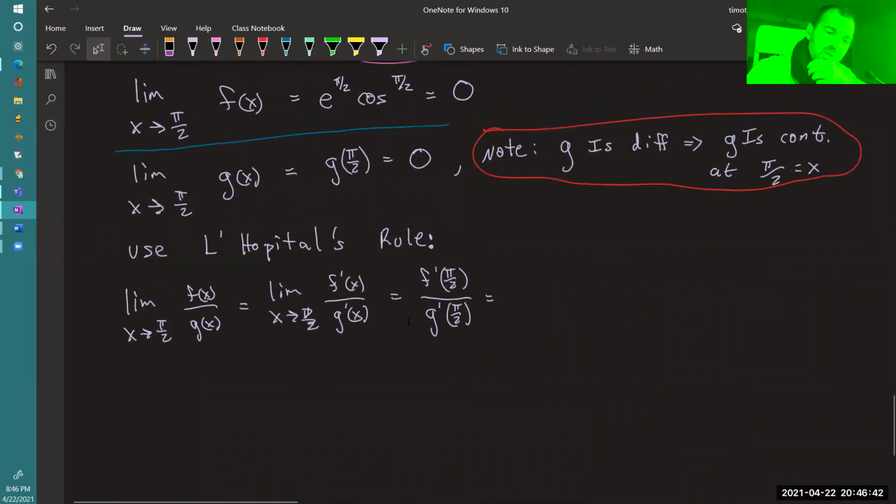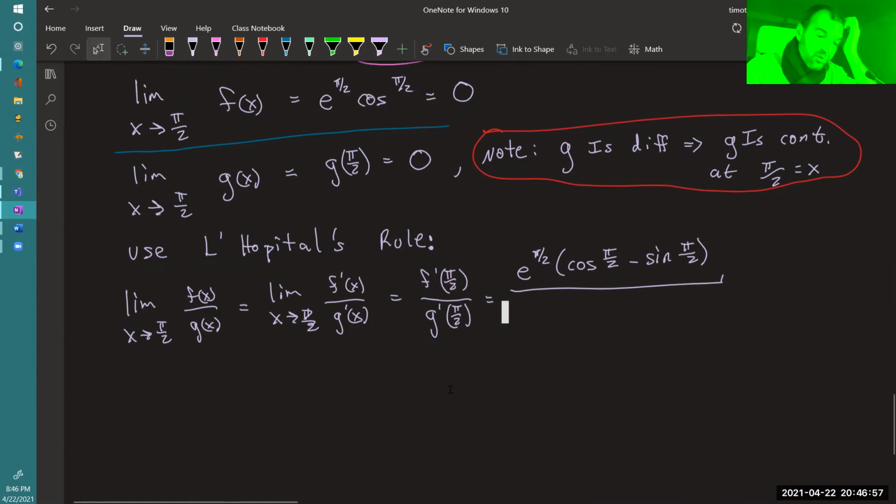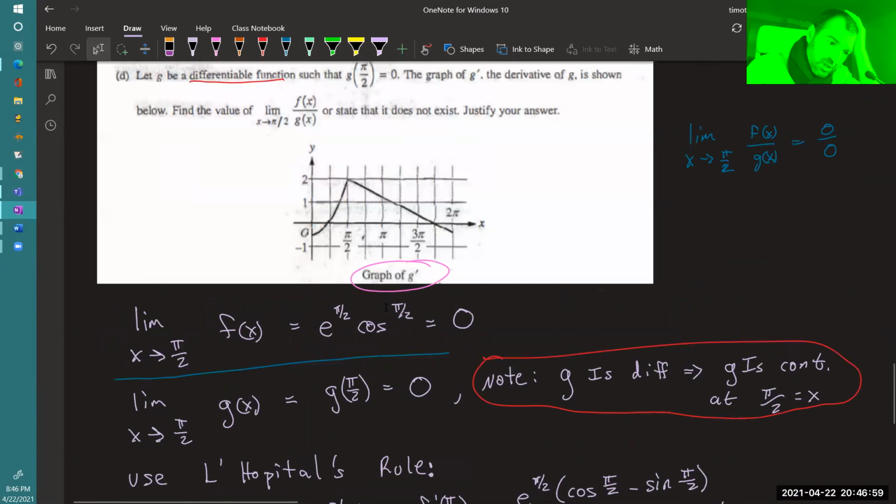So let me write that. It's e to the pi over 2 times cosine of pi over 2 minus the sine of pi over 2. And now I've got g prime of pi over 2. Look at that. g prime of pi over 2 is going to be 2, right? Right there.